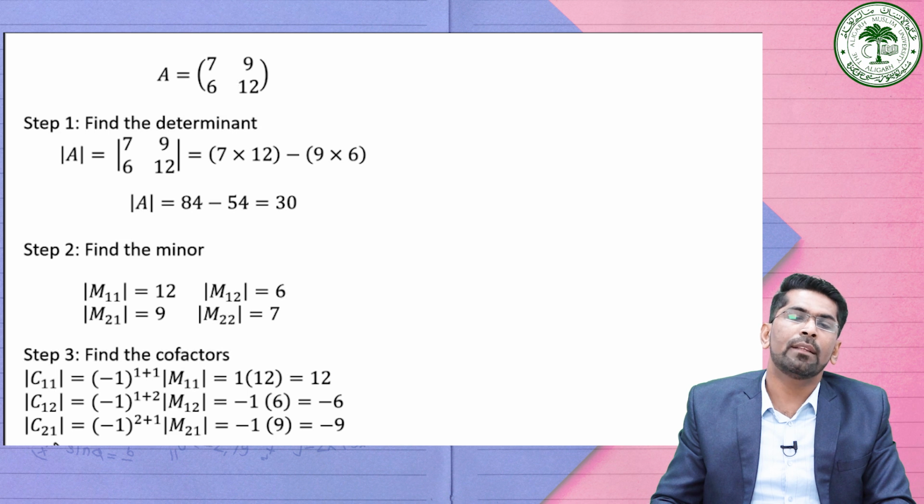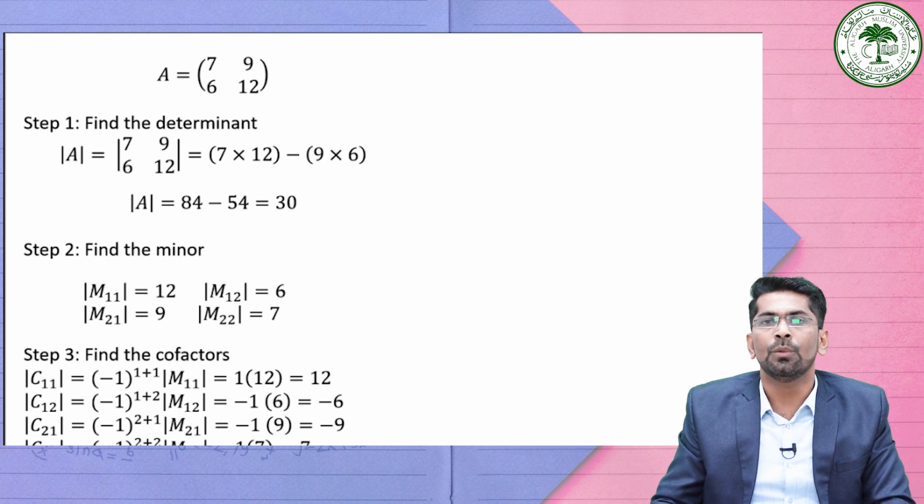The third cofactor, that is C21, is minus 1 raised to the power 2 plus 1 into the third minor, which is equal to 9. So minus 1 cubed, that is minus 1, into 9 is equal to minus 9. Similarly, we can find the fourth cofactor, that is C22, which is equal to minus 1 raised to the power 2 plus 2 into the fourth minor, which is equal to 7. So minus 1 raised to the power 4, which is equal to 1, into 7 is equal to 7. So these are the various cofactors, that is 12, minus 6, minus 9 and 7.